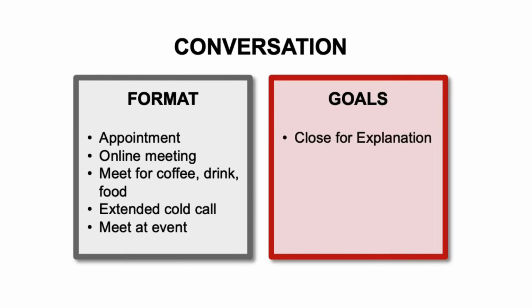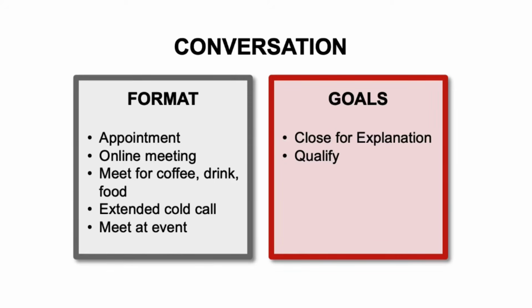But we're still not at a point where our goal is to sell our product or service, because the purchase is still not the next step in our sales process. The next step in our sales process is the explanation step, where we are going to explain what we have to offer and how it can help or fit with the prospect. And so the goal of the conversation is to sell the prospect on spending more time with us, where we will explain what we have to offer.